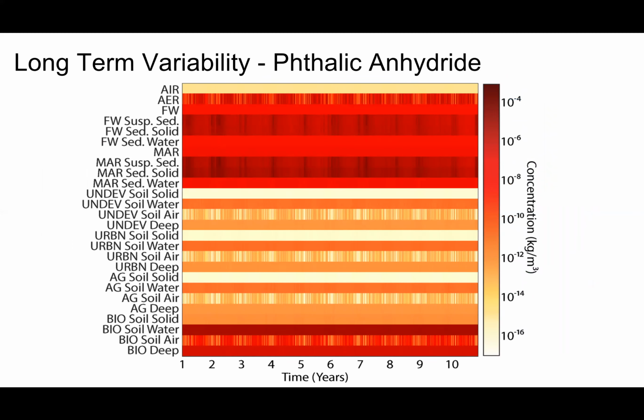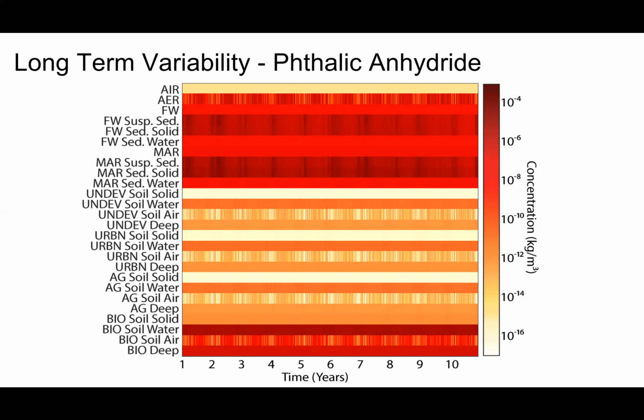We can also run the model for a much longer time period to see how the chemical concentrations vary across a decade and all of our environmental compartments. So the y-axis is showing you each of the environmental compartments. Each color row is the concentration in a compartment. The darker the color bars are as you move from left to right, the higher the environmental concentration. The lighter the color bars are, the lower the concentration. So dark is more concerning than light.